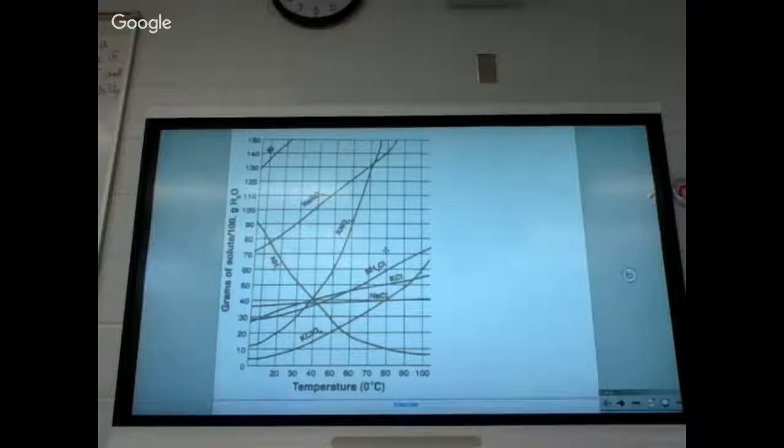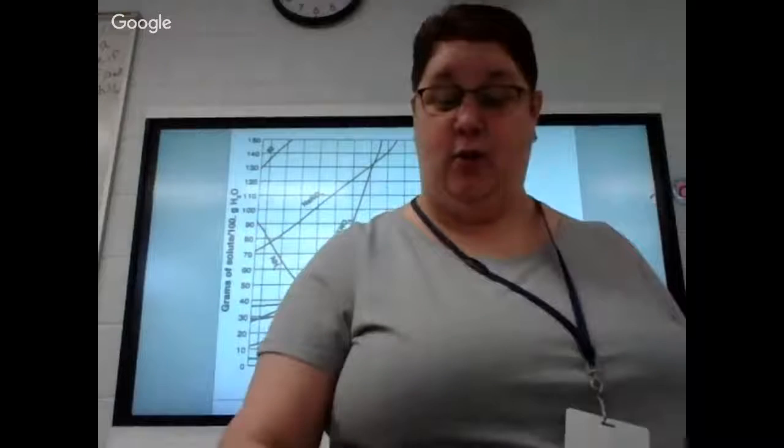It says which one is least soluble. Do you go to the top of the graph or the bottom of the graph to find least soluble? Bottom. So find 20 degrees, find the line that's least soluble, and find the name of the compound that's written above the line. For Jackie, which compound does it tell you about in number 2?